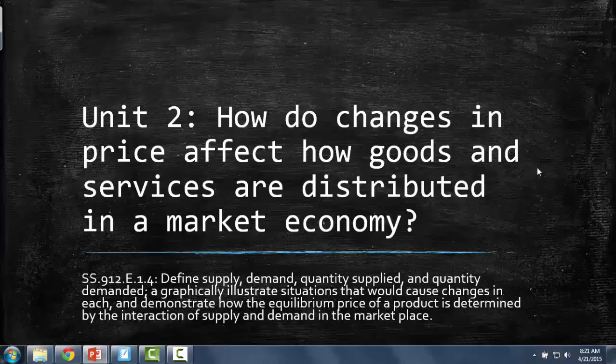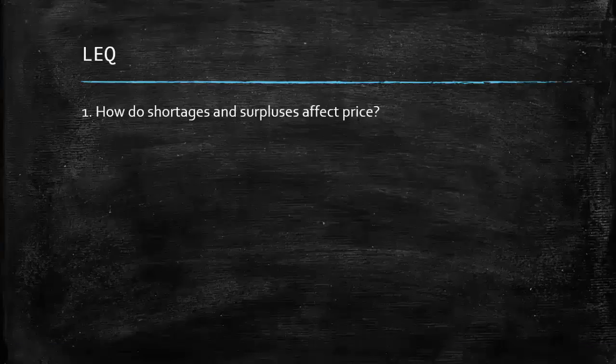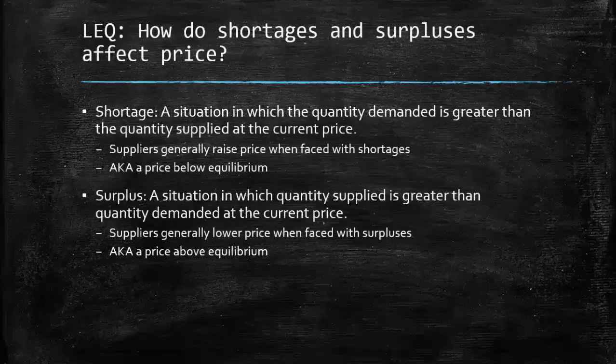We are winding down Unit 2, so let's get to it. Now, I alluded to this in the homework video when we introduced equilibrium price. How do shortages and surpluses affect the price? I would highly recommend writing everything on this slide down, because this is the take home from this video.